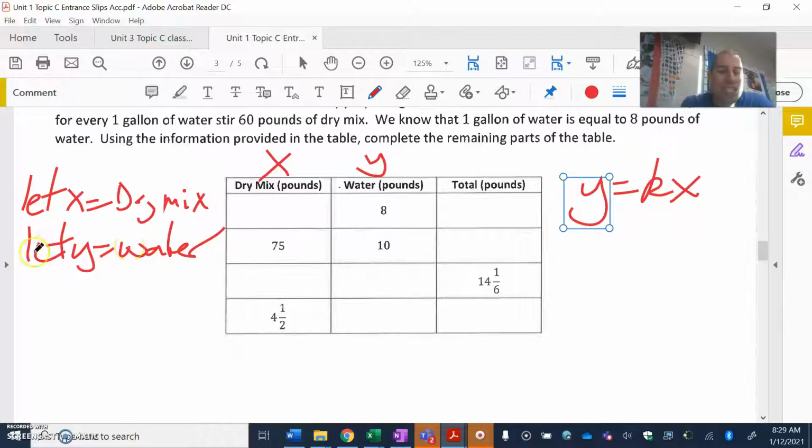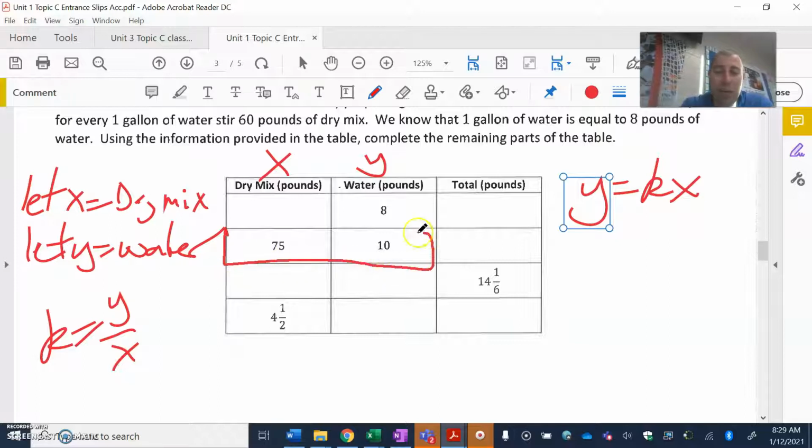So what that means now is when we go to find our constant is y divided by x. I'm going to go through my table and figure, okay, here we go. There's where I've got a y and I've got an x. So now I can end up using that information and I can use it to solve the other pieces of the puzzle. And it's because everything here is proportional.